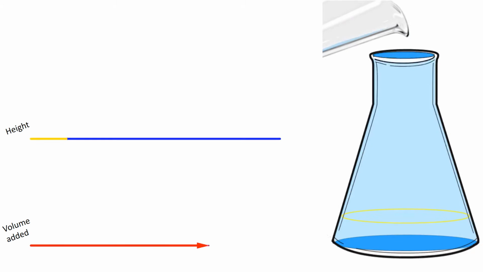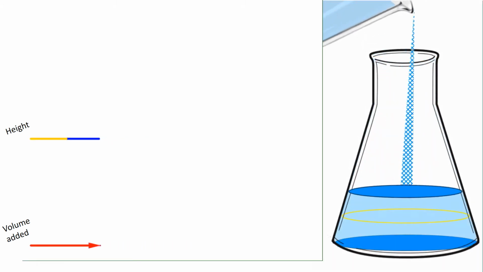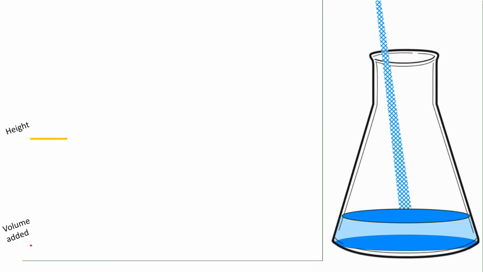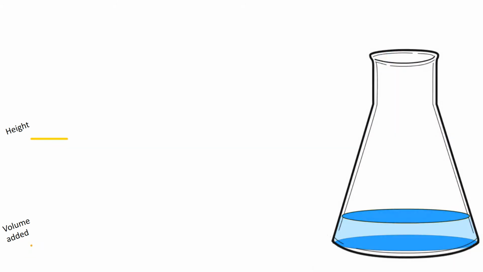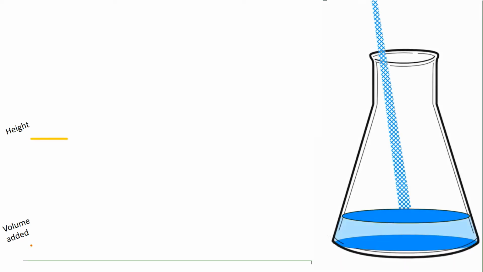Let's rewind this to the start of the pouring. Now I'll show this again. As the animation plays, think about how the height, the length of the blue bar, and the added volume, the length of the red arrow, are changing with respect to each other.